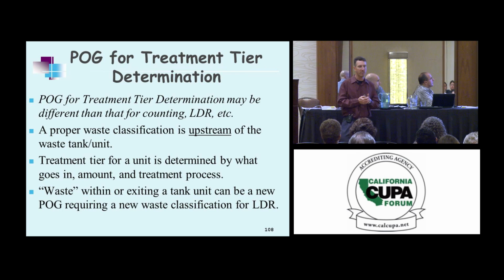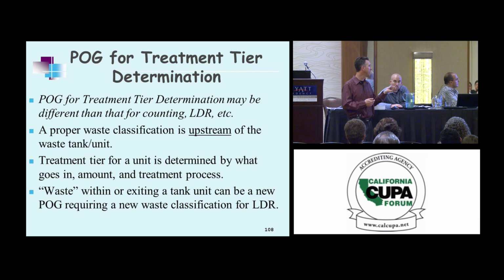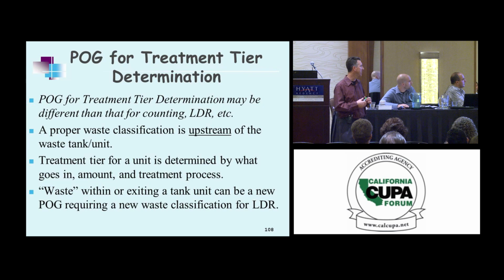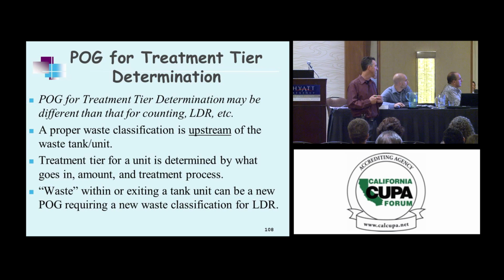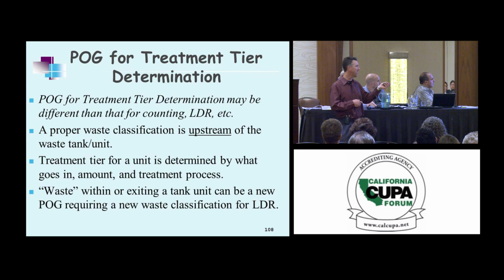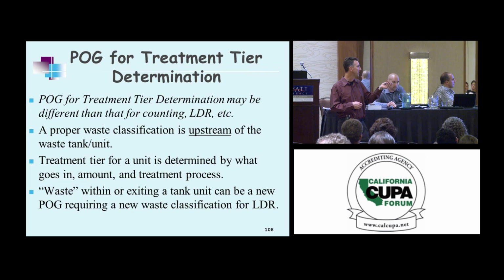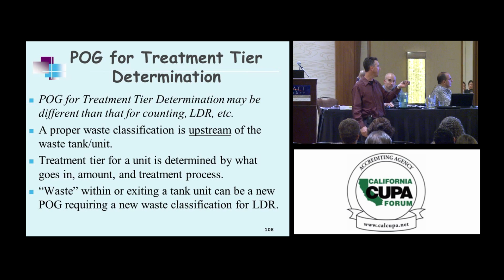If you're trying to determine your treatment tier, you also need the following information: what goes in, the amount, and the treatment process. And then waste within or exiting a unit can be a new POG with a new classification for land disposal restriction. So that would be what you're going to check for in the manifest.